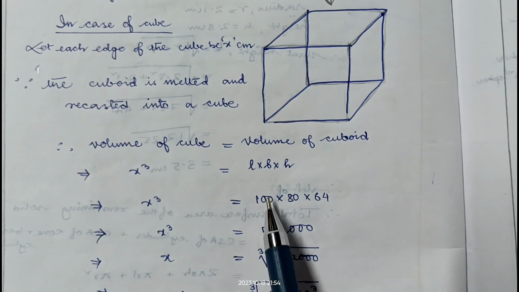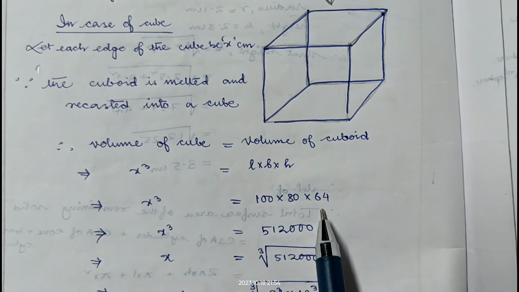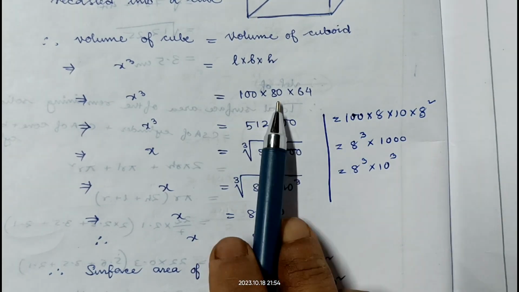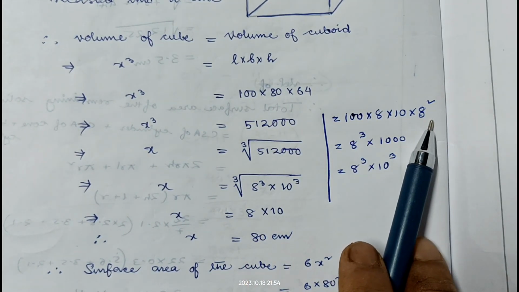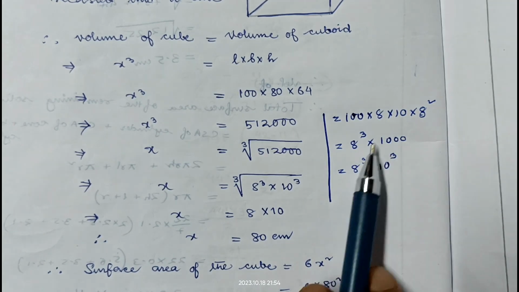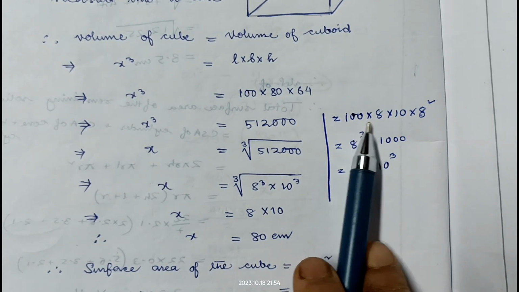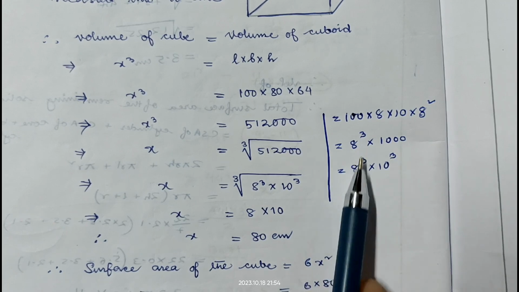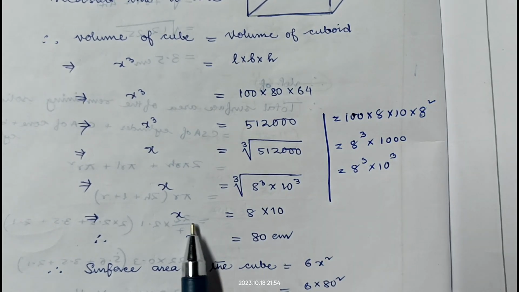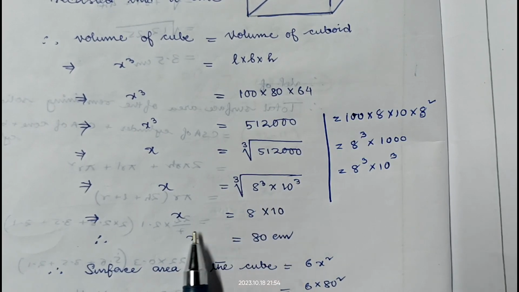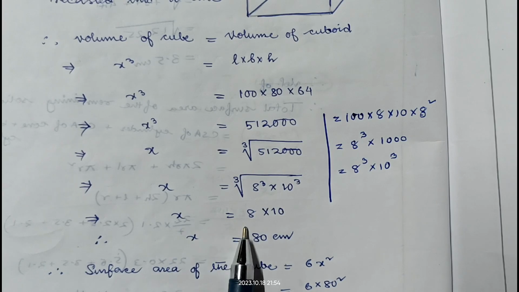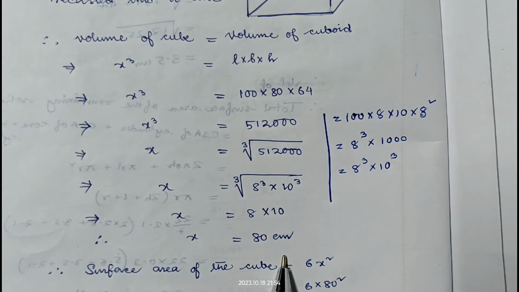x cube equal to 100 into 80 into 64. Now we can write 100 into 80 can be written as 8 into 10 into 10, and 64 is 8 square. So it will be 8 into 8 square, 8 cube, into 100 into 10, 1000. So 8 cube into 10 cube. So we can write x equals to cube root of 8 cube into 10 cube. This cube and cube root will cancel. So we are going to get x equals to 8 into 10, x equal to 80 centimeter.